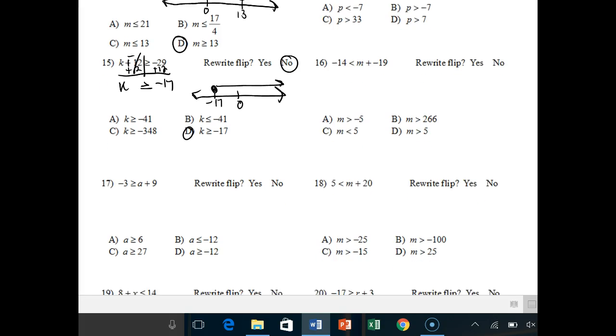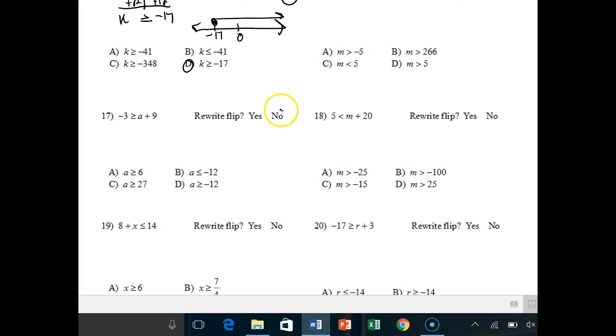Here is an example of a rewrite flip. Yes, I need to rewrite flip, so I'm going to rewrite this. So I'm going to write a plus 9 over here. I'm going to flip the inequality sign. It was pointing to the right, so now I point it to the left. And if I read this backwards, a plus 9 less than or equal to -3, I still have a plus 9 less than or equal to -3. All right, so I add -9 to both sides. Those cancel off, so a is less than or equal to -12.